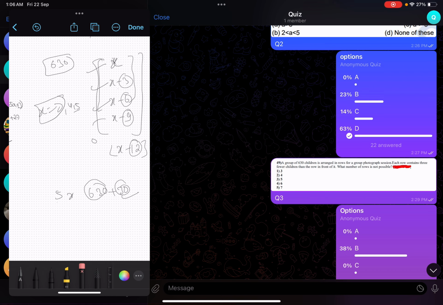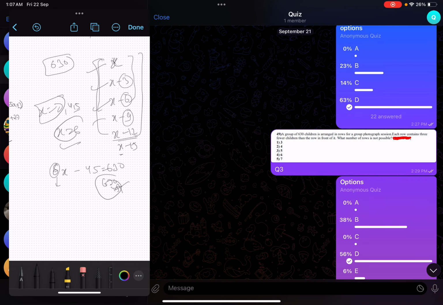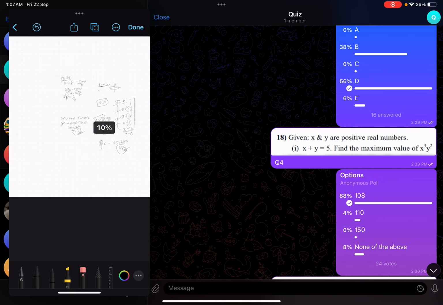Now let's come to the next one, 6 rows. If there are 6 rows, 2 more rows get added, 12 and 15. When you add them all, we get 6x, and the subtracted terms are 3, 6, 9, 12, 15, which come to 45. So 6x equals 630 plus 45. Now 6 means it should be a multiple of 2, but 630 plus 45 won't be a multiple of 2, so 6 is not possible. So 6 is the answer to this question. You can check for 7 as well, but it is not actually needed.